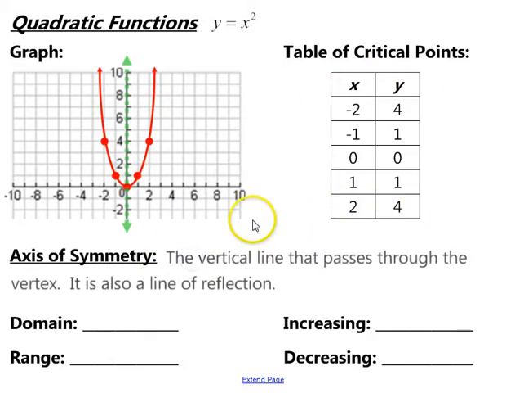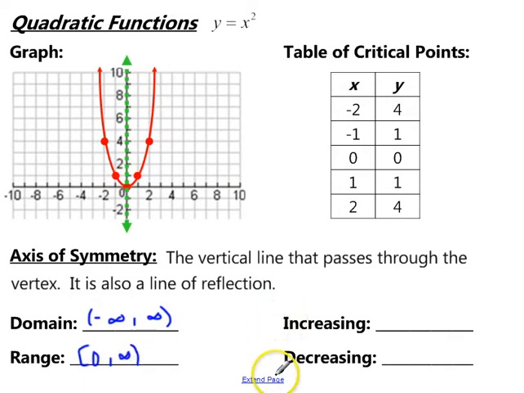The axis of symmetry is the vertical line that passes through the vertex. It is also the line of reflection for the parabola. When we talk about domain and range, it's just like we discussed before. We want the interval from the lowest to the highest possible x value. So for the parabola, it's going to go from -infinity to +infinity. And then the range, our lowest to our highest y values, is from 0 to +infinity.